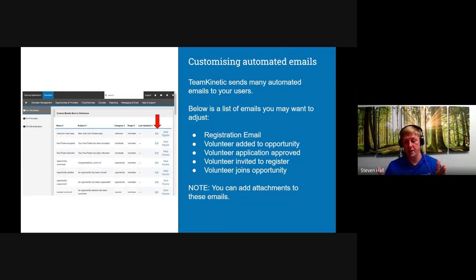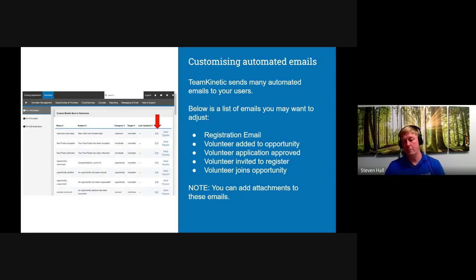What does that email say? Well, it says whatever's defined within your customized emails page. Okay. Now they'll all say something, but it will just say our default Team Kinetics default text, basically, which is usually perfectly fine. But I do recommend that you read through these customizable emails and make sure you're happy with the wording of them. You can also add attachments onto the customized emails.